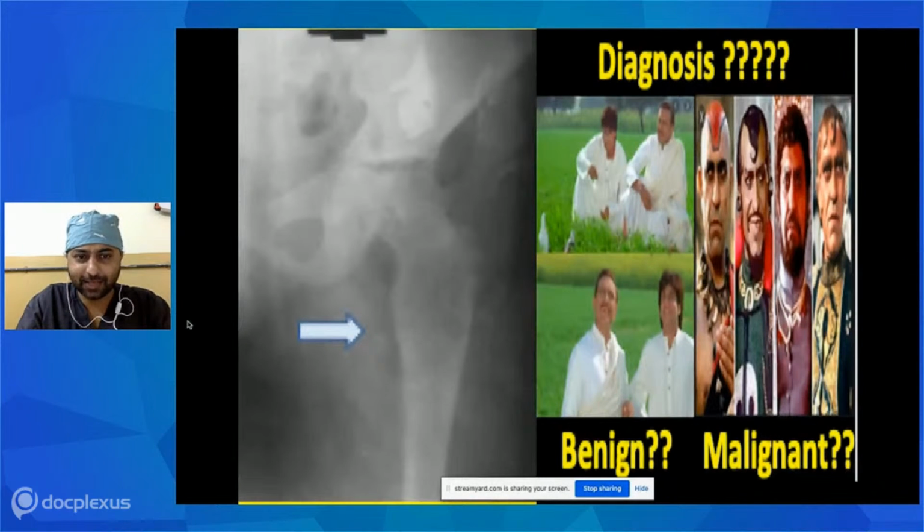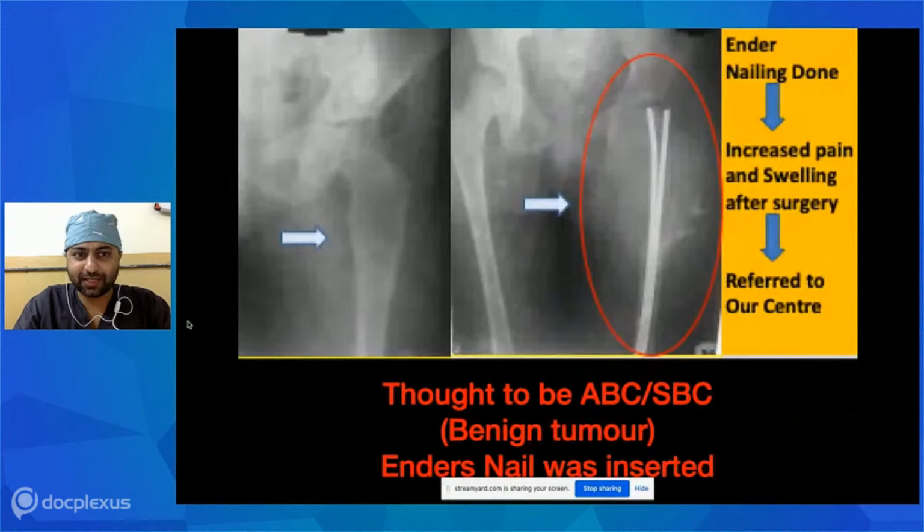And what is its diagnosis on X-ray? Sorry for the poor quality. This was the referred X-ray that we got from the patient. Again, on the left side, we can see a lesion in the femur, which was osteolytic and ill-defined. On the right side, we can see that this patient was treated inappropriately with nailing fixation. A nail was put, and the swelling increased in size. So the treating surgeon thought that something was wrong, and he referred this patient to our cancer care center.